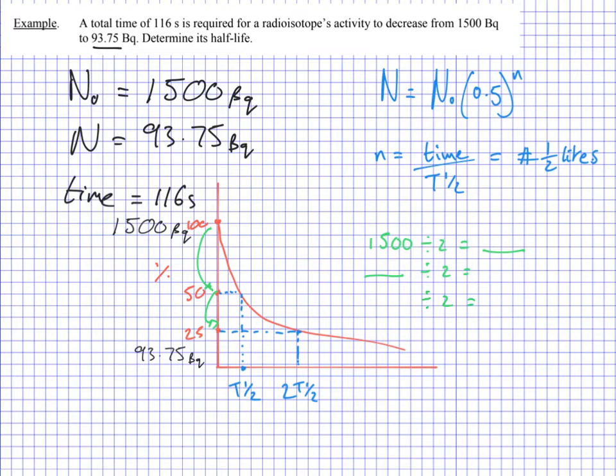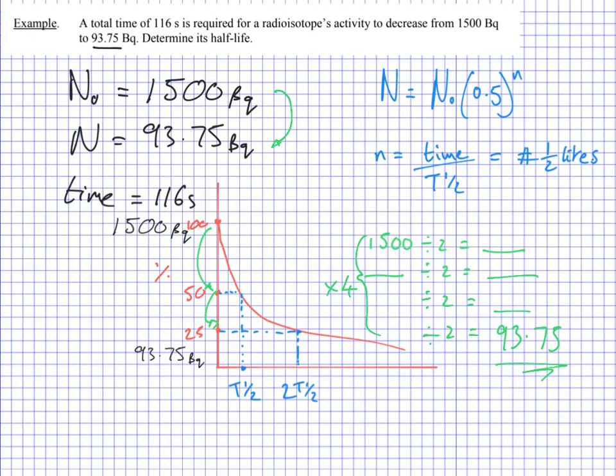I didn't have the numbers in front of me here. If you do this, I think it's 4 times. Okay, so you have to do this process of dividing by 2 4 times to get to the 93.75 that you want.